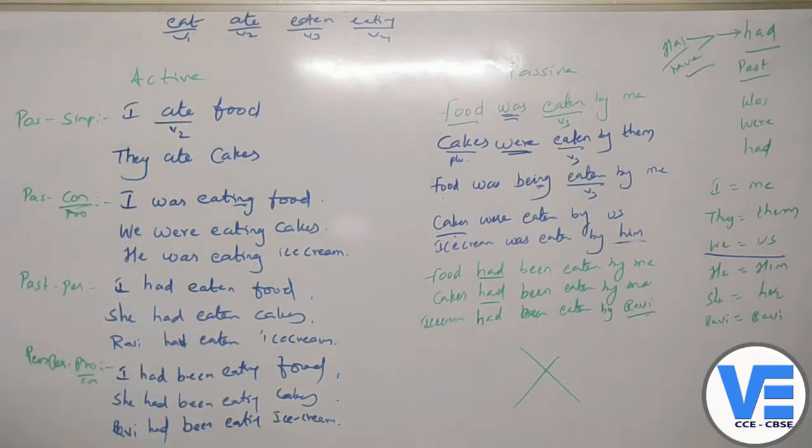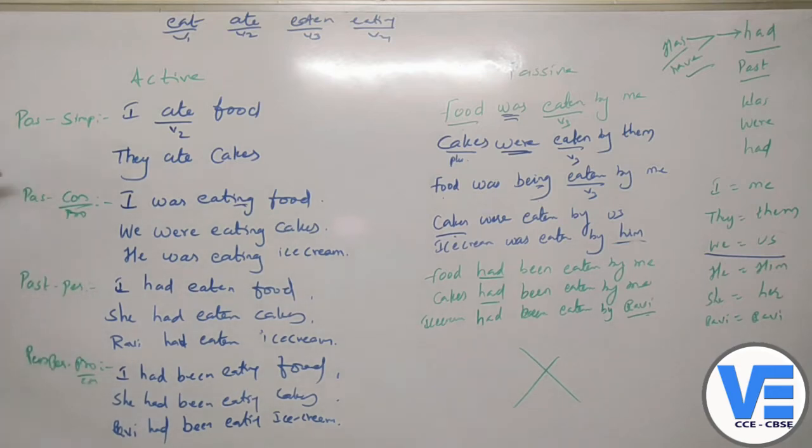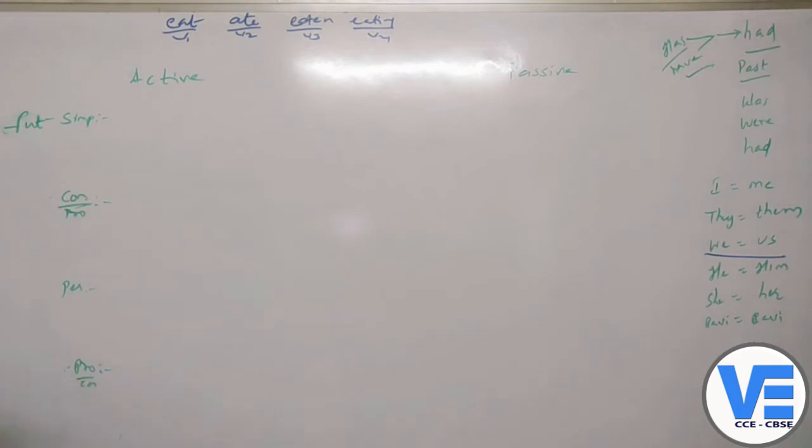So that's why we come to the end of the active voice and passive voice of the past simple, past continuous, and the past perfect. Whereas when you come to the past perfect progressive, we don't have the passive voice here. Okay, so now we'll come to the future tense. First of all, we'll go ahead with the future simple.